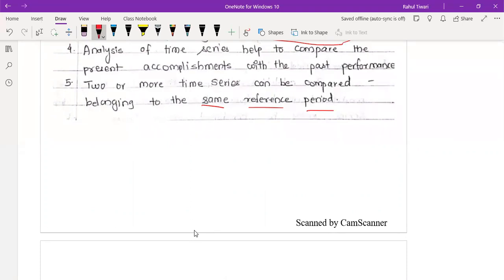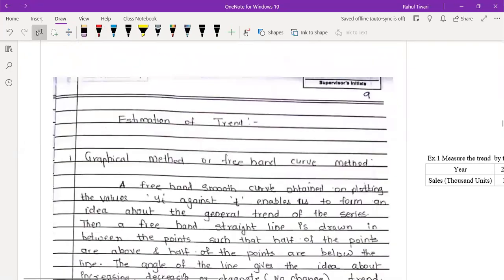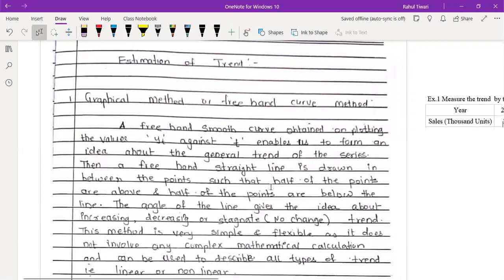Okay, so you can just compare the rice and bajra with the reference to 2001 only. Then 2002, 2003. So you have to just compare the two or more time series data, but your reference period should be the same. Then the very, very important part we are dealing with now is all about the theory part. Now, how to estimate this trend? That is the important part.